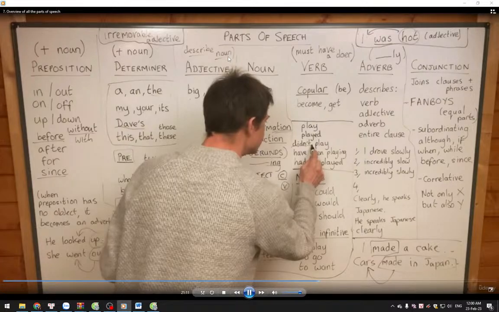But it's still a verb. So you will see lots of verb chains. You will see have been playing, that's a tense. You will see hadn't played. And if you see a word that can be put into different tenses, it's probably a verb, because verbs are the only ones up here that can be put into different tenses. So that's worth knowing, I think.